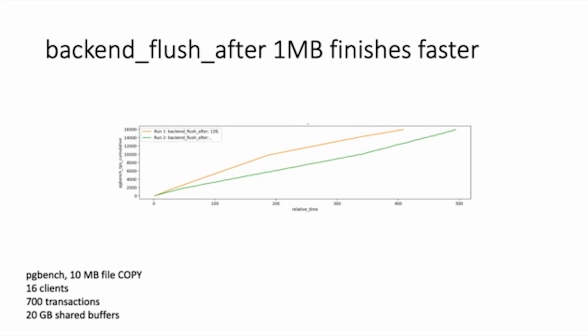So this was pgbench with a custom file, not one of the built-in scripts, doing a COPY with 16 clients of a 10 MB file. And pgbench you can either run for a certain amount of time or for a certain number of transactions. And so in this case, I picked 700 transactions, and I have shared_buffers set to 20 gigs. So what you'll notice is, the orange is the top line. This is cumulative transactions per second, and you have more cumulative transactions per second with backend_flush_after set to 1 meg.